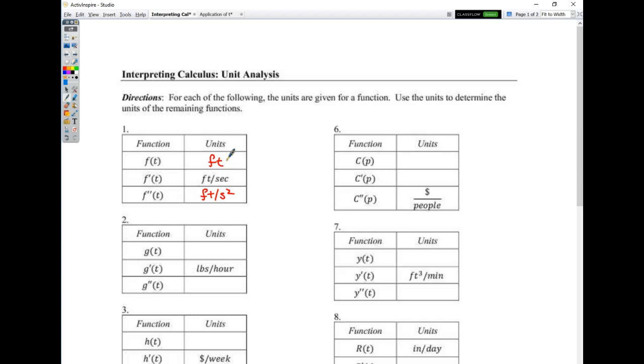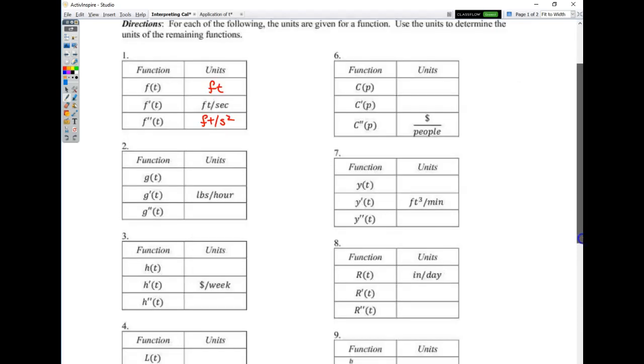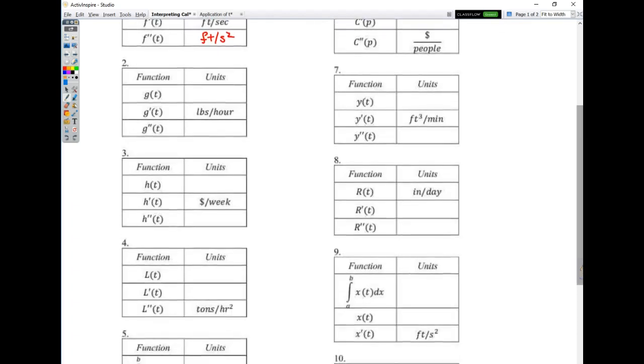Now this goes for any of these problems that you see below. For instance, if I look at the second question here, g prime of t is pounds per hour. If I take the derivative, I would take this hours variable and divide by another hours to get pounds per hour squared. If I moved up, I would lose the per hour. We would integrate g prime to get g, and that is simply pounds. Now I'll give you a moment to pause the video and see if you can figure out the rest of the questions.